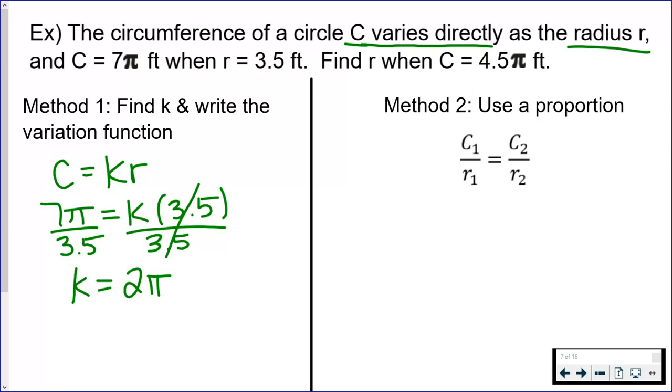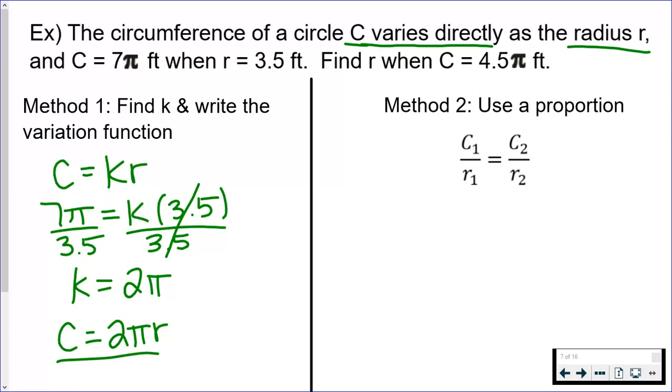Now remember, you're not going to just circle K equals 2 pi and say that that's the answer. 2 pi is part of our direct variation function, which is C equals 2 pi R. Now, if you remember anything from geometry, this is actually the function or the formula for circumference. But obviously, if you didn't remember it, we used our direct variation and we figured it out.